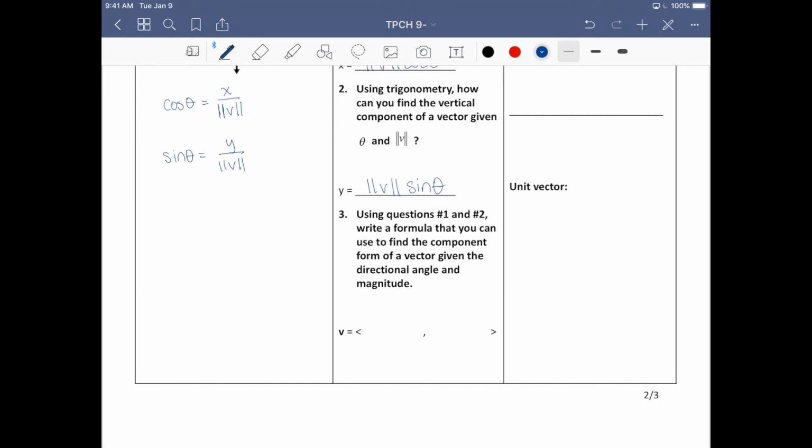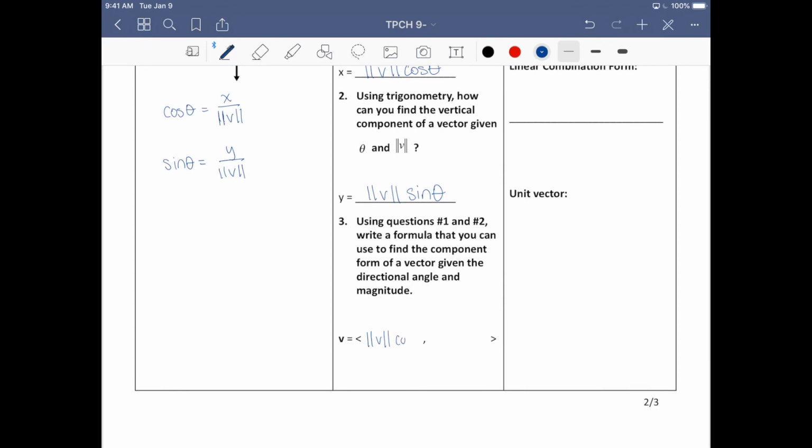Number 3, using questions number 1 and 2, write a formula that you can use to find the component form of a vector given the directional angle and the magnitude. So the x is just going to be the magnitude times cosine of theta, and the y is going to be the magnitude times sine of theta.